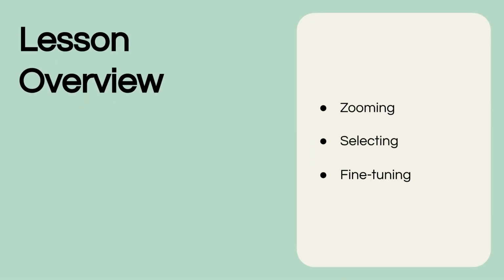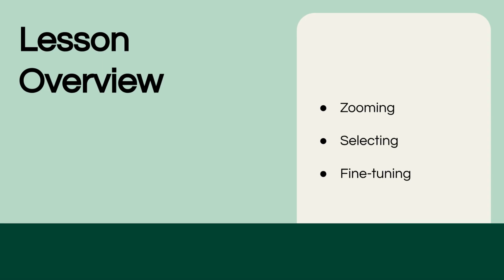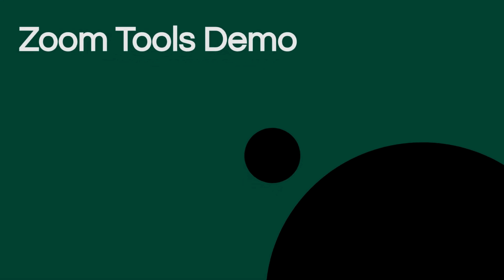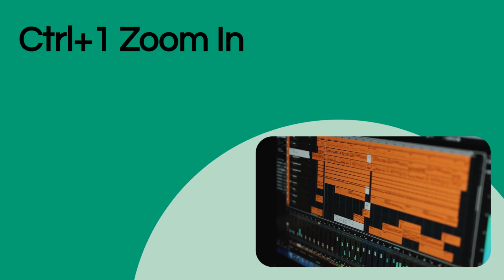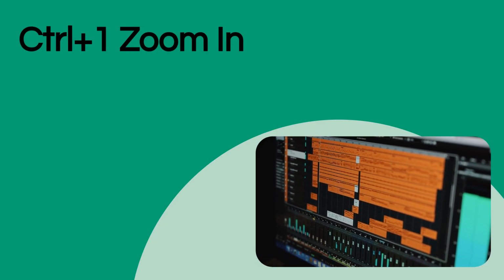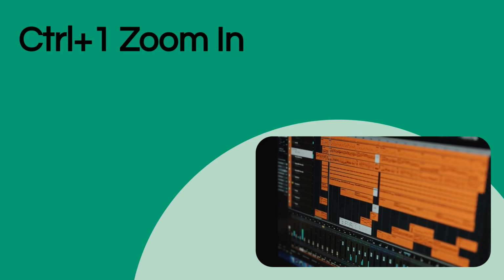This lesson will cover zooming in for detailed work, selecting specific parts of your audio, and making those crucial fine-tuning adjustments. Let's start with the zoom tools. These allow you to change your perspective on the audio track. To quickly zoom in on your selected area, use the shortcut Ctrl+1. This is perfect for immediate close-ups.